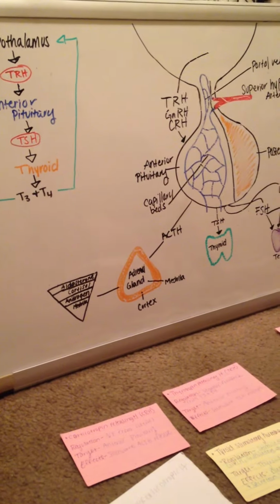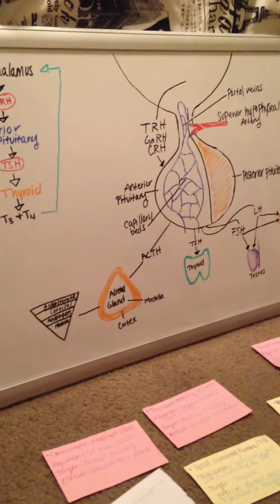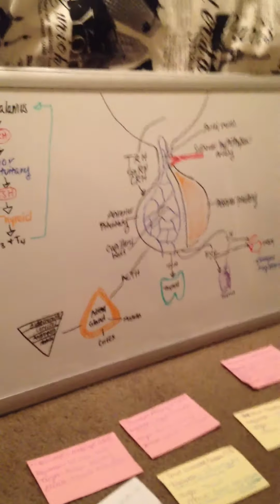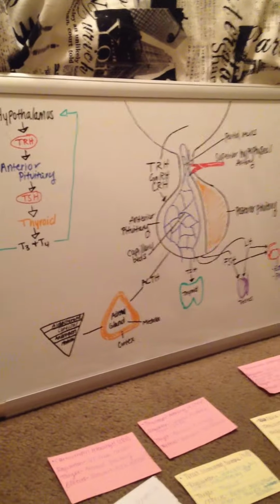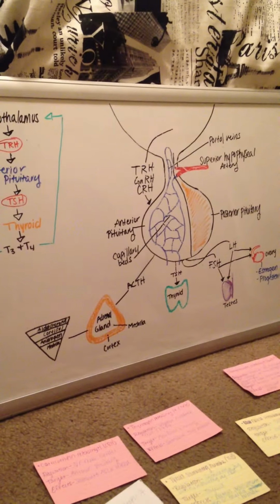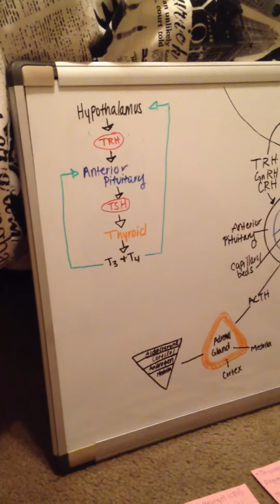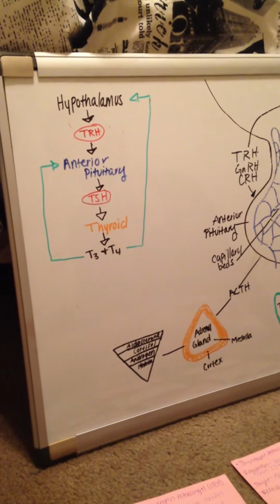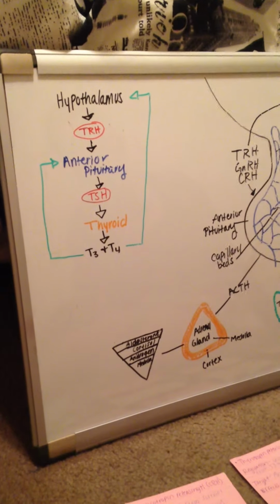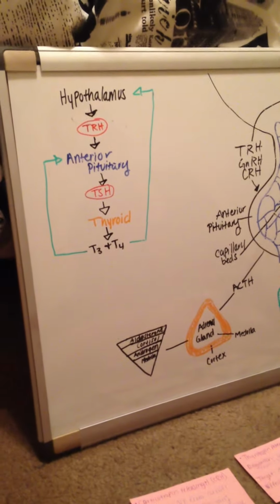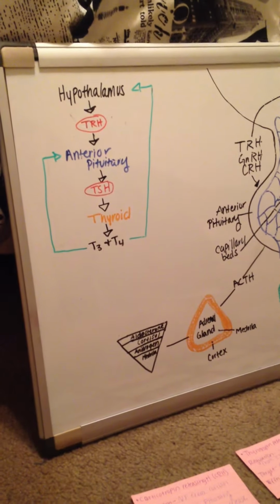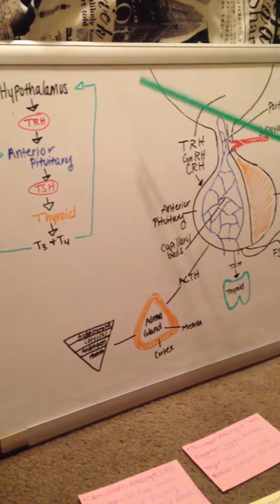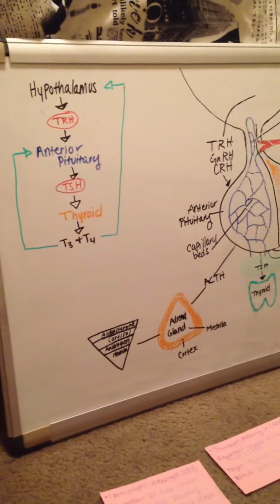So now we're going to move on to negative feedback and how it works with inhibiting and stimulating. The purpose of negative feedback is that it's the primary mechanism for homeostasis. So for example, temperature: if you're sweating, you're trying to make your body go back to the normal temperature. An example with the endocrine system would be the hypothalamus and the thyroid gland.